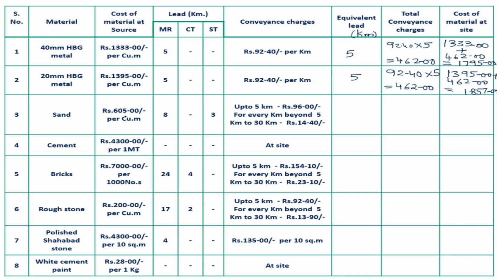Third one is sand. Its cost at source is 605 rupees. It is taken in metal road and also in a sandy track road. So for a sandy track, increase the lead by 40%. Equivalent lead is actual lead into 1.4. 1.4 is the factor. 3 into 1.4 plus metal road distance is 8 kilometers. So 8 plus 3 into 1.4, which is equal to 12.2 kilometers.